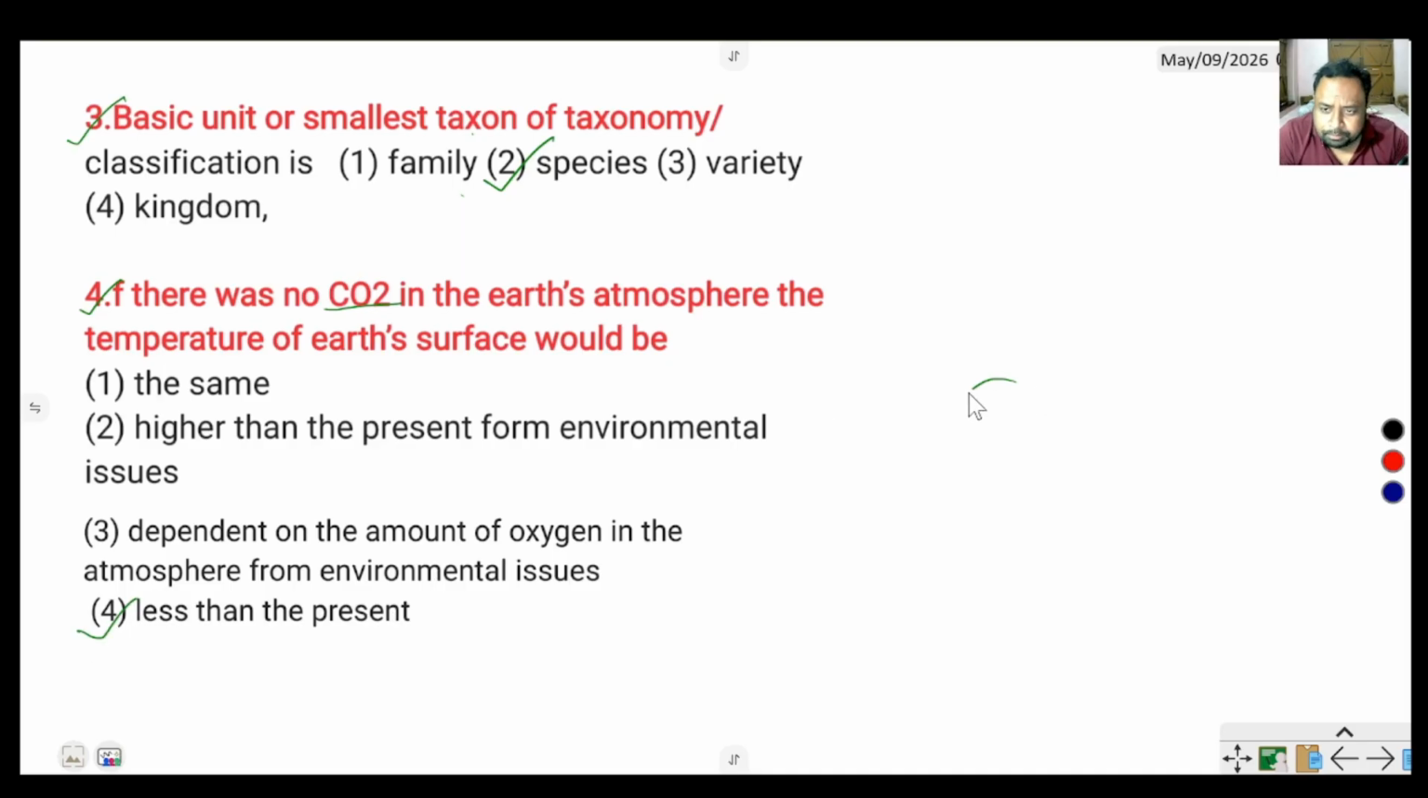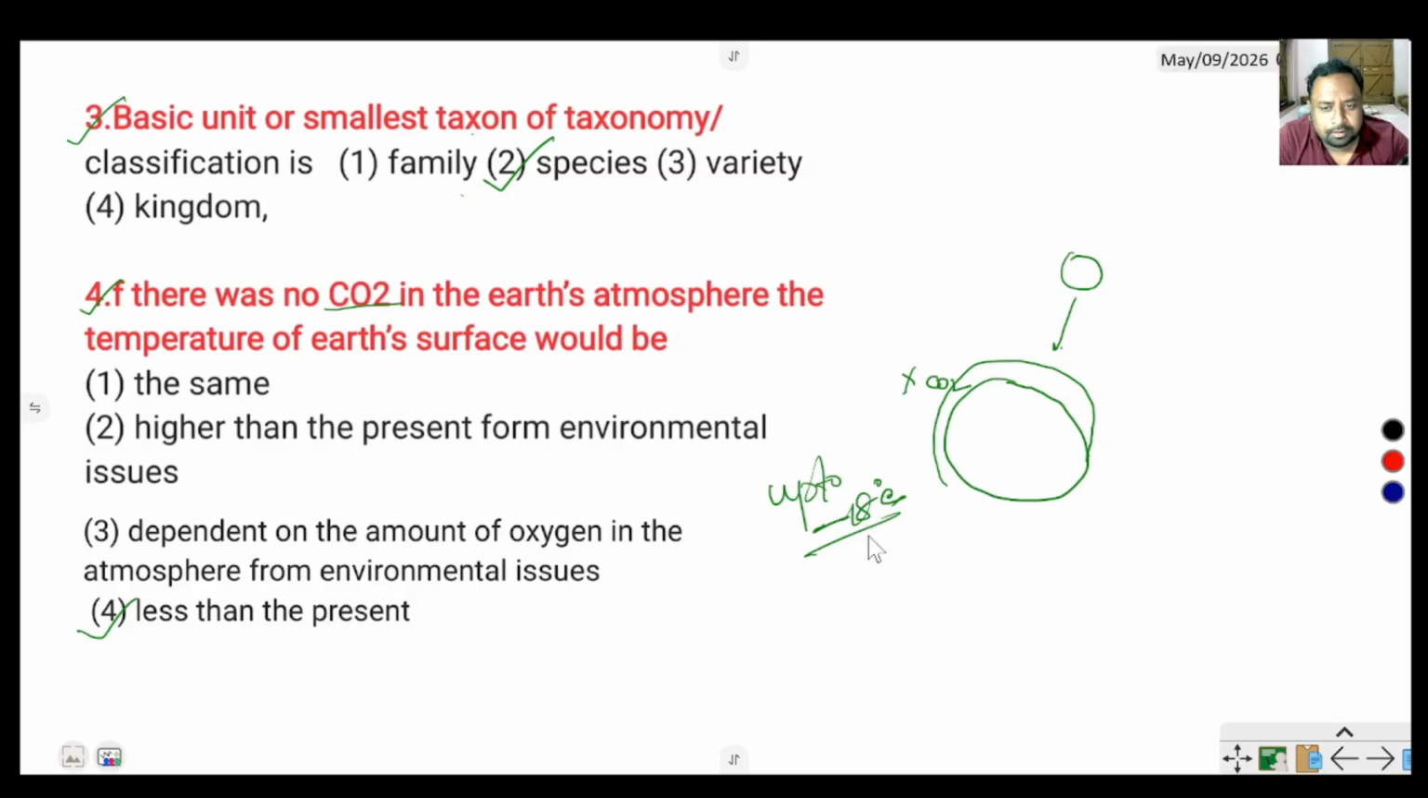Why? Suppose this is the Earth and carbon dioxide acts like a mat on Earth. When sunlight comes onto the Earth, the carbon dioxide absorbs this heat and maintains the temperature of the Earth. If CO2 is removed from the Earth, the temperature decreases up to minus 18 degree centigrade. So CO2 is necessary for maintaining the global temperature. If the concentration of CO2 increases, then global warming occurs. If the concentration of CO2 decreases, then global winter comes.